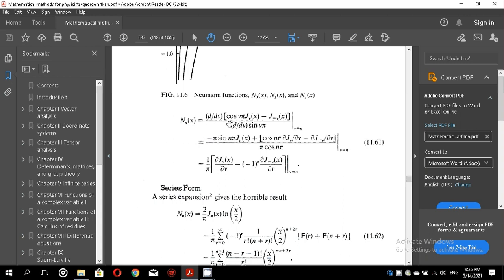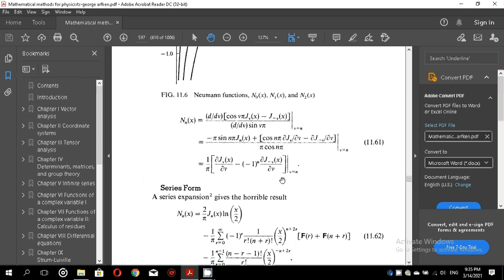So N n x will be determined by L'Hospital's rule, that is, the limiting value is obtained by differentiating both the numerator and the denominator with respect to nu, and then putting nu is equal to n. And this is how we get this equation, that N n x is 1 over pi, partial derivative of J nu with respect to nu, minus minus 1 power n, partial derivative of J minus nu with respect to nu, and then we put nu is equal to n.